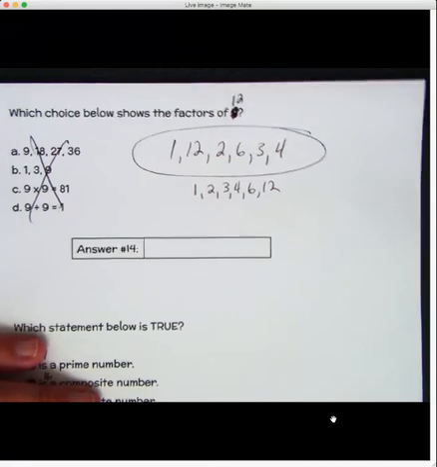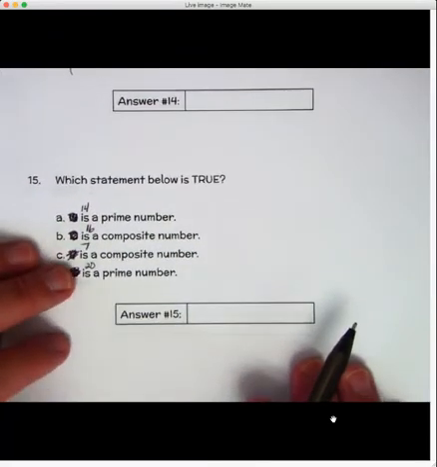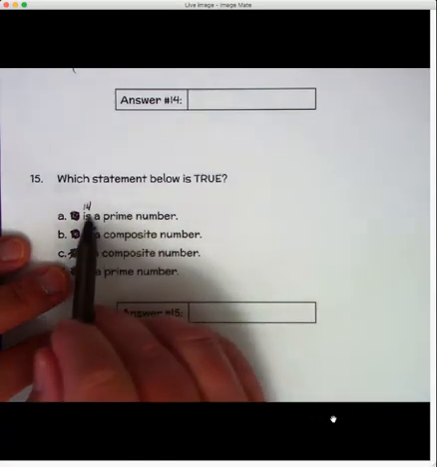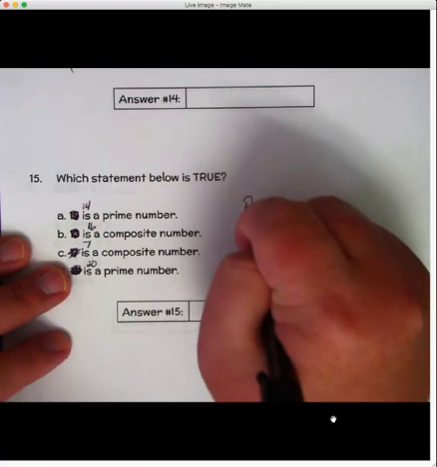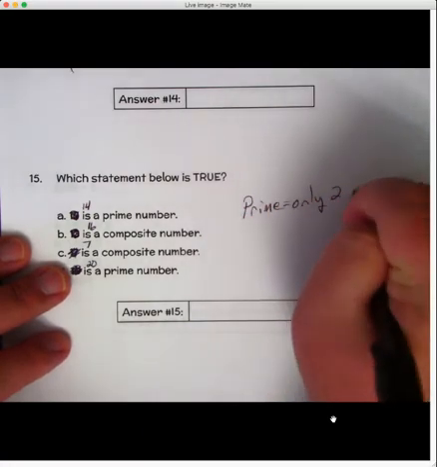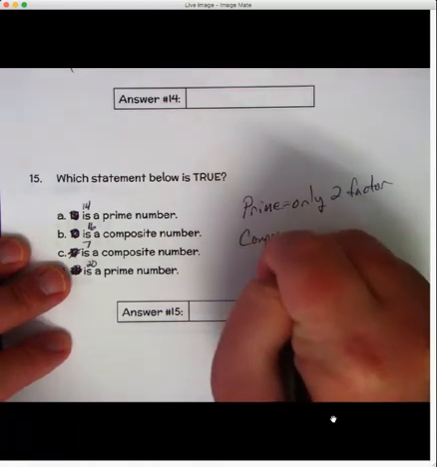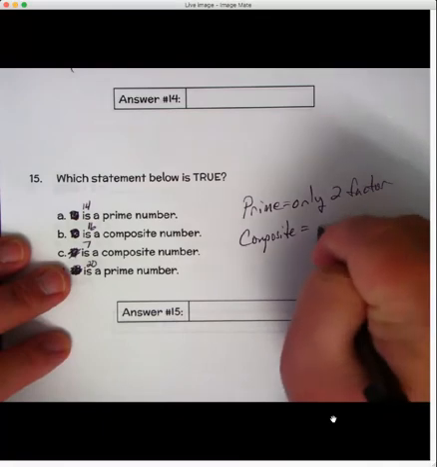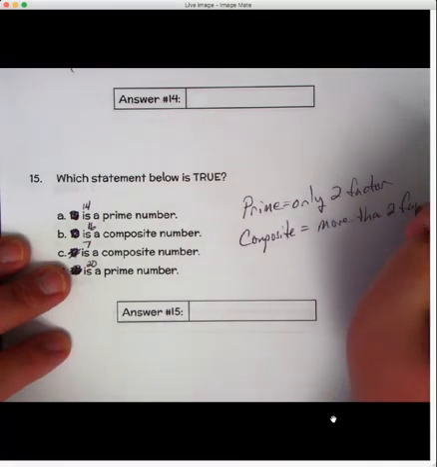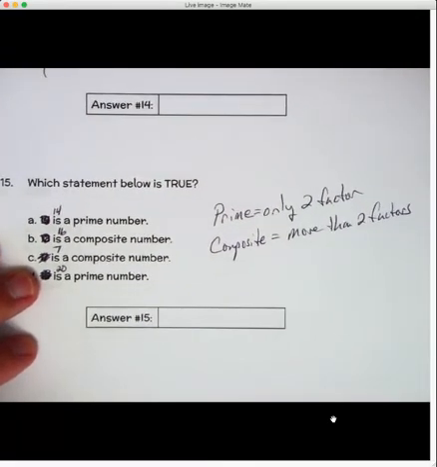All right. Number 15, which statement below is true? So I changed the numbers and we're going to find out which one of these is true. 14 is a prime number. Remember, prime only has two factors, one and itself. Composite, it's been a while since we've done this, has more than two factors. Okay. So 14 is a prime number.